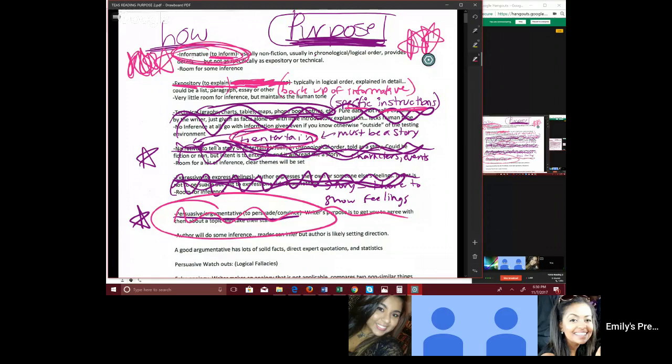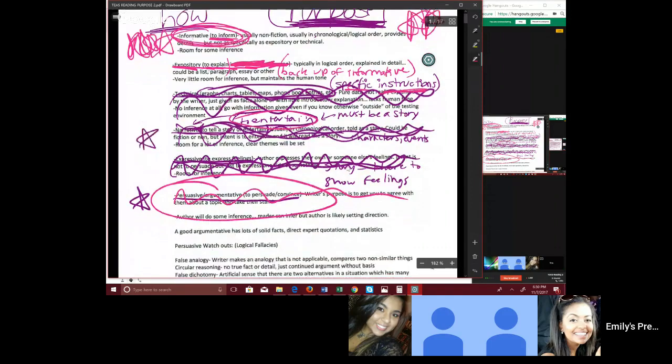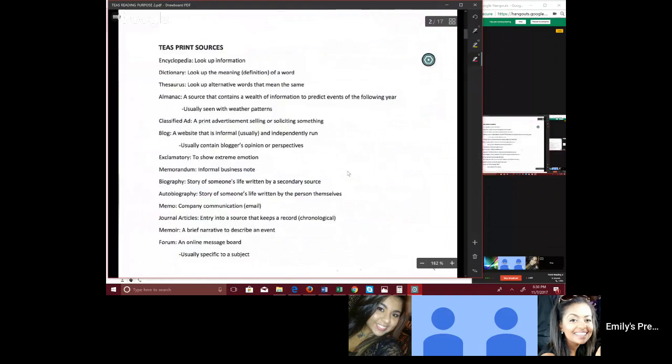Expressive would be to express feelings. It doesn't have to have a story in it, but usually it will. And then persuasive is when the entire purpose of the entire thing is truly to convince you of something. So you're going to get asked a lot of questions that use these. You're also going to get a lot of questions off the next couple of pages.